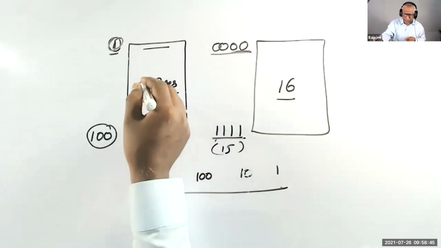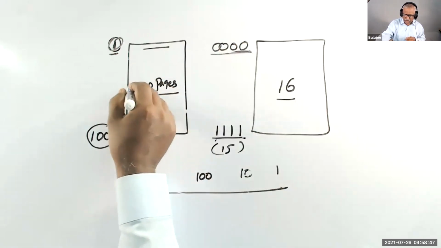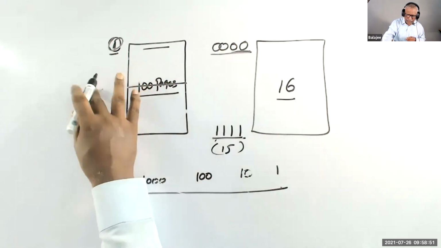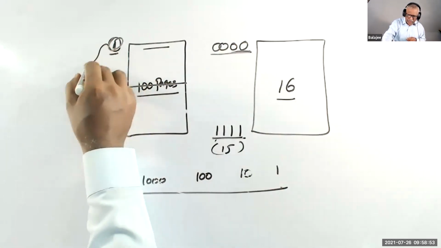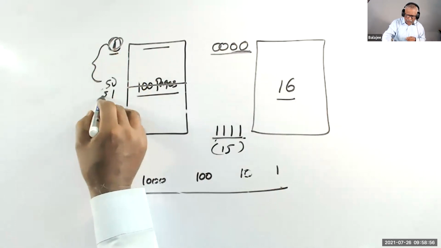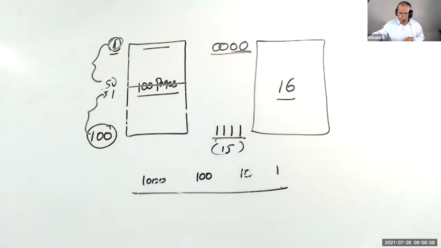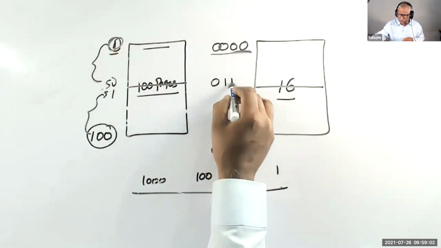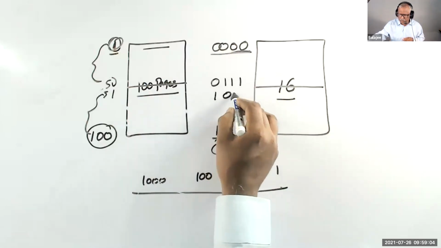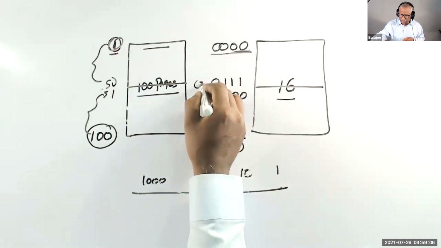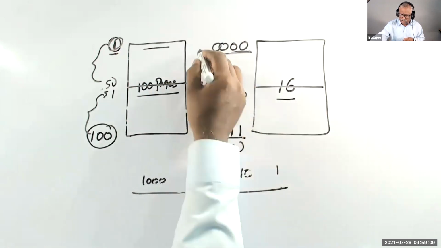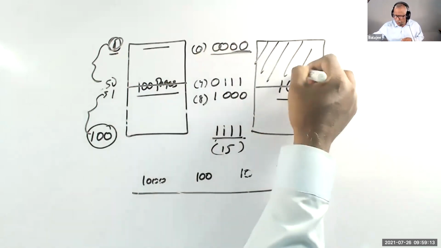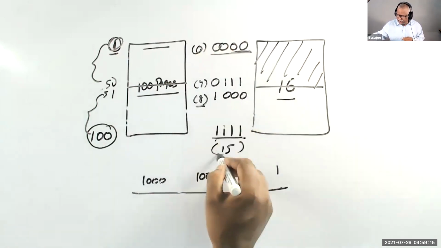Here, the first half of the pages ends with 50, that is 1 to 50, and the next half starts from 51 to 100. In binary, the first half ends with 0111 and the second half starts with 1000. This is 7. This is 8. This is 0. So 0 to 7 is the first half, and 8 to 15 is the second half.